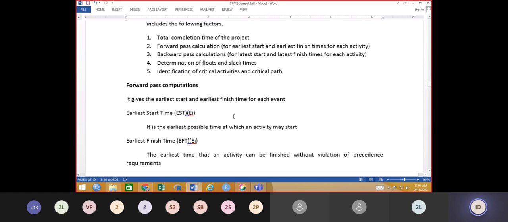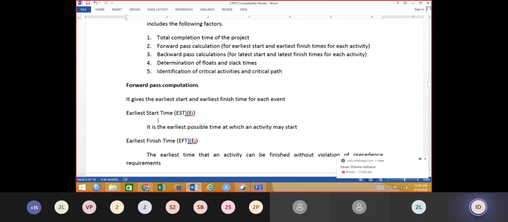There are two types of time calculations: the forward pass computations and backward pass computations. The last time we discussed the forward pass computations, that is, we already calculated the earliest start time and earliest finish time.